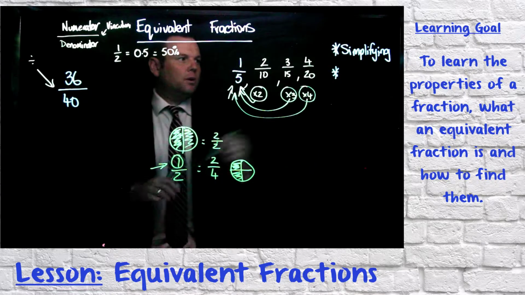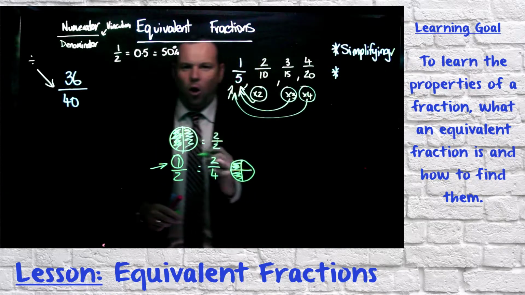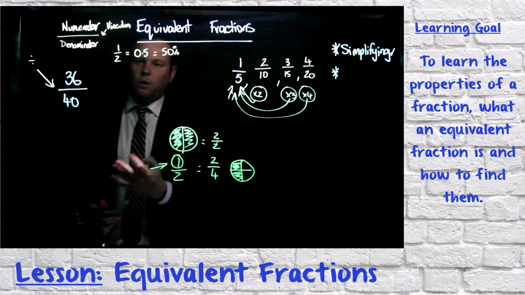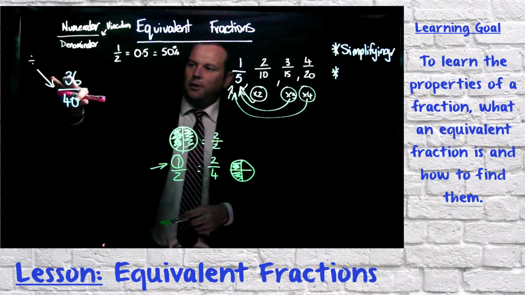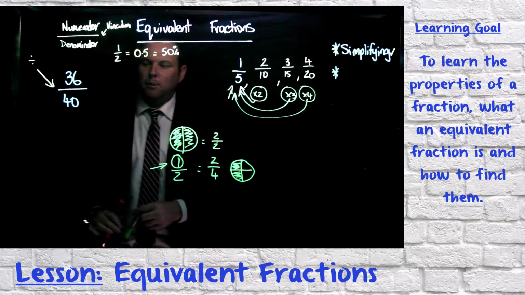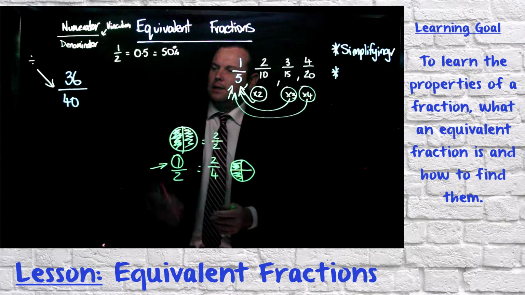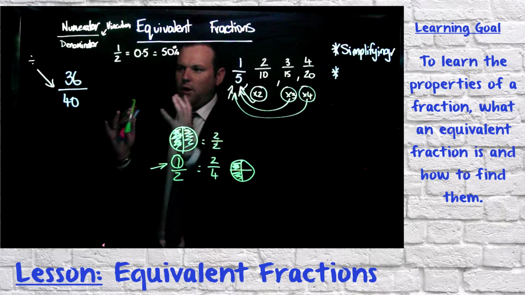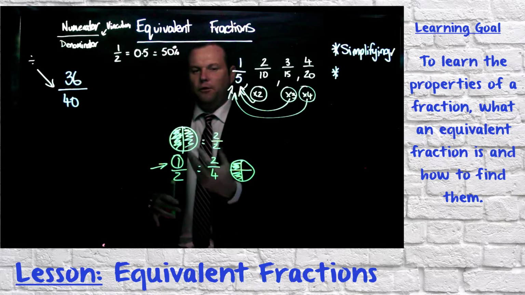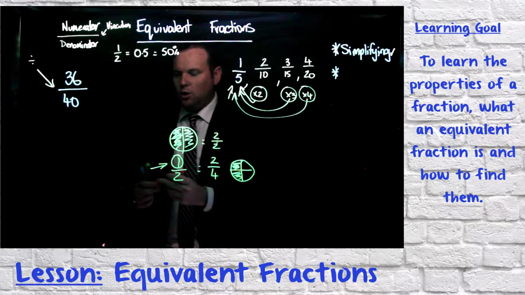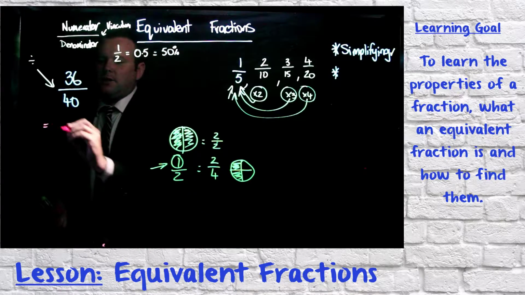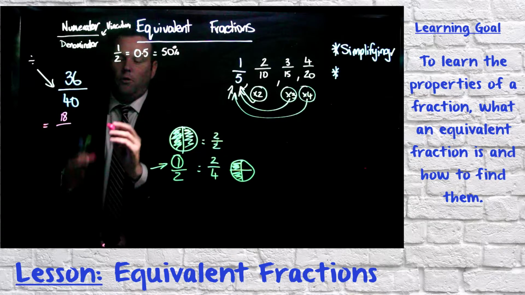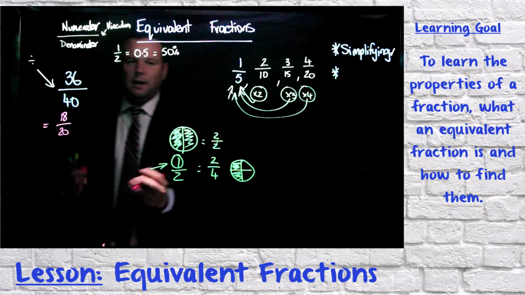Now, this is really important because you're going to have to simplify a lot when you're doing fractions. So when we simplify a fraction, basically what we want to do is find a number that we can divide the top number by and the bottom number by. Now, if I said to you, think of a number that you can divide 36 and 40 by, your first response would probably be 2, and that works fine. If I was to divide 36 by 2, I'd get 18, and if I divided 40 by 2, I'd get 20. That's fine.